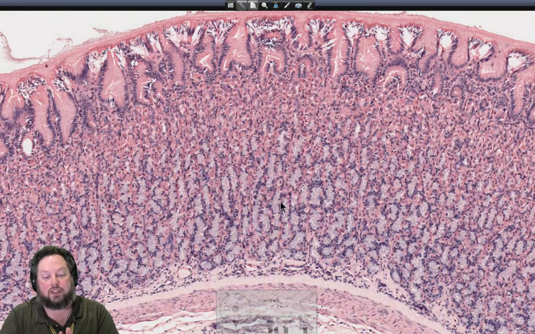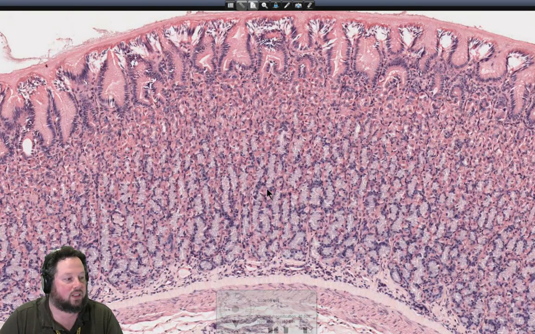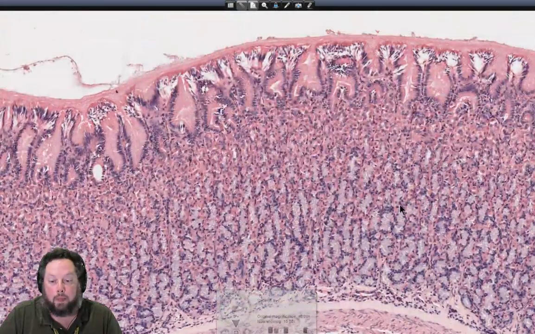When we get to the small intestine, you can have cells which secrete CCK, cholecystokinin, and secretin, and they're often named accordingly as well. So S cells for secretin cells and so on. Yeah, so no worries.